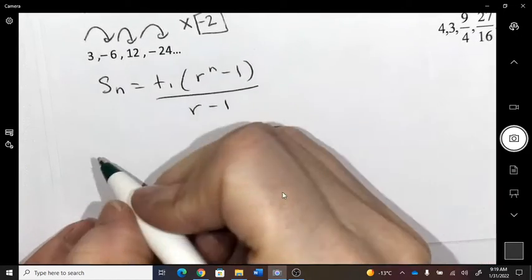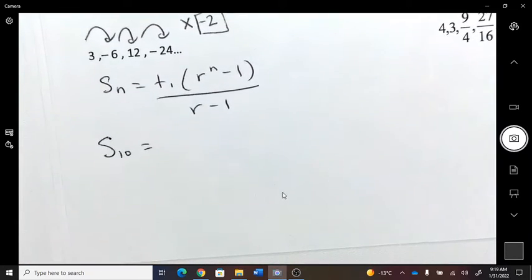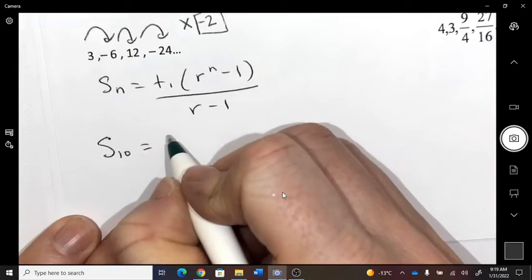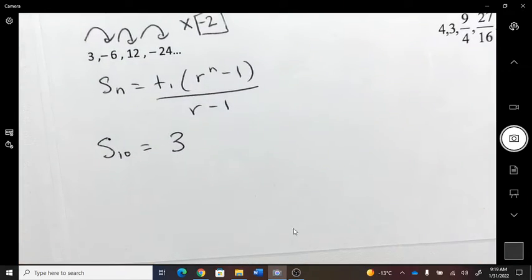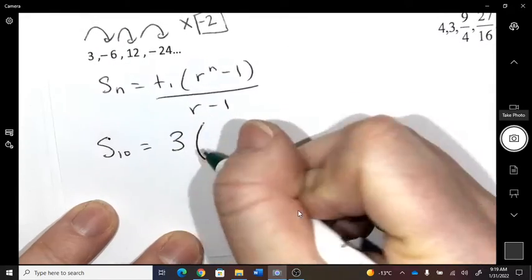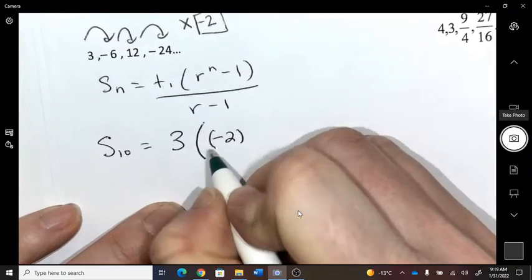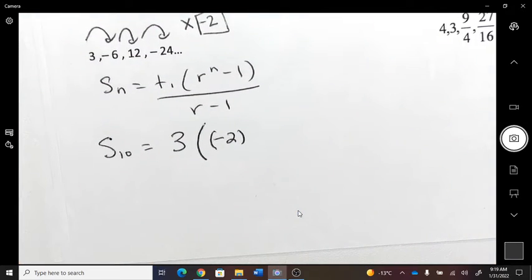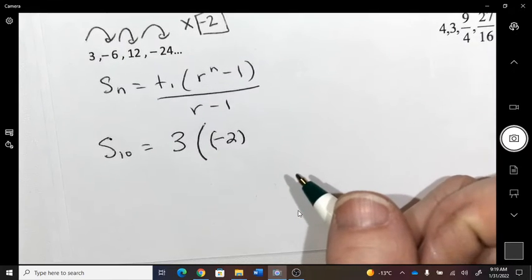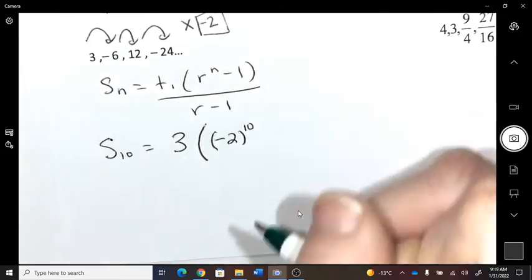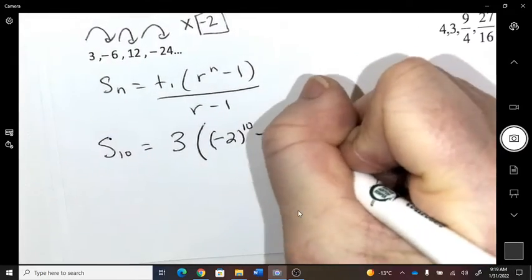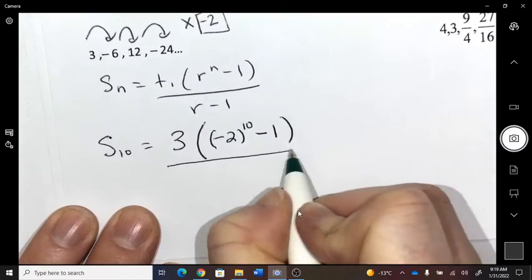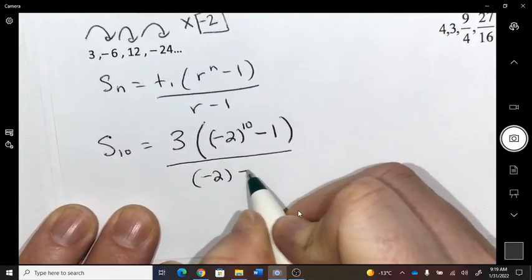So here's what we're going to do. The sum of 10 terms equals the first term, so 3, the ratio, the common multiplier, is negative 2. You see how I put that in brackets? To the n, so how many terms are we talking about in this whole thing? We're talking about going to 10 terms. Minus 1, over the r minus 1.